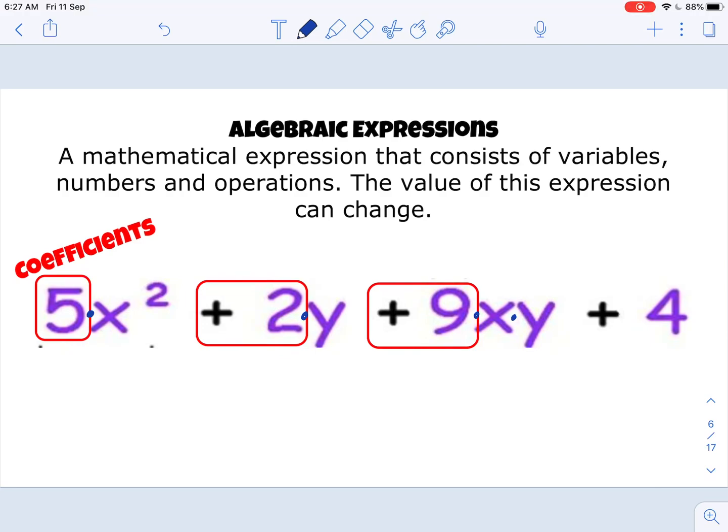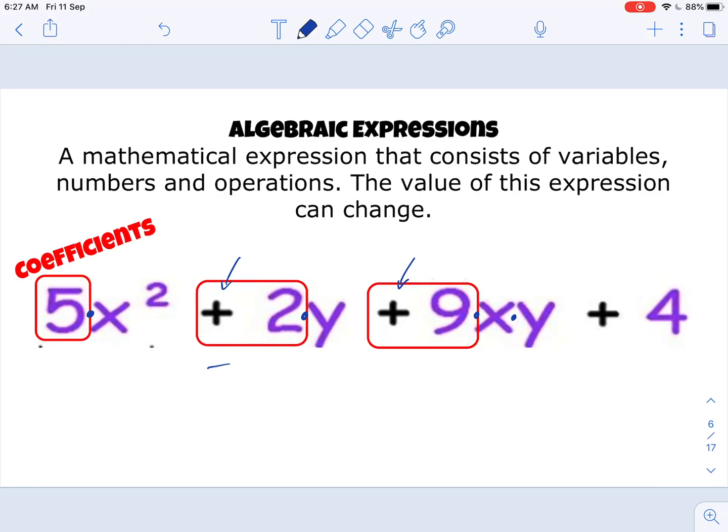You notice that when I put a box around them, I also put a box around the operator that goes in front of it. I did that on purpose, because that operator is attached to the number that follows it. And that becomes important, especially when we start throwing some minuses in here. Because if I wrote minus 2y, the coefficient would actually be a negative 2.